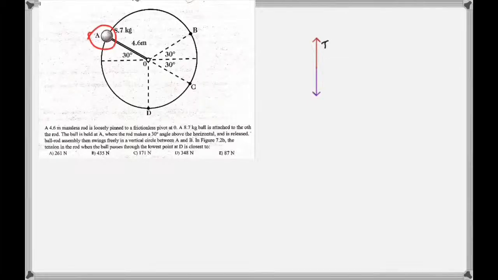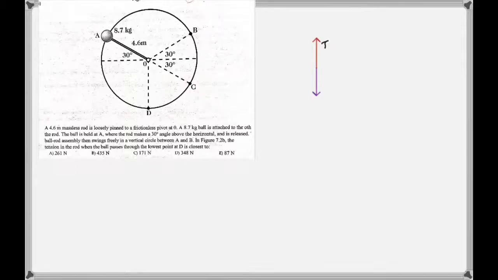It's released from there, and it swings down, the rod and the ball. It swings down, and you have to find the tension in the rod when the ball passes through the lowest point at D. So find the tension in the rod when the ball is passing through the lowest point at D. All right, let's do this.